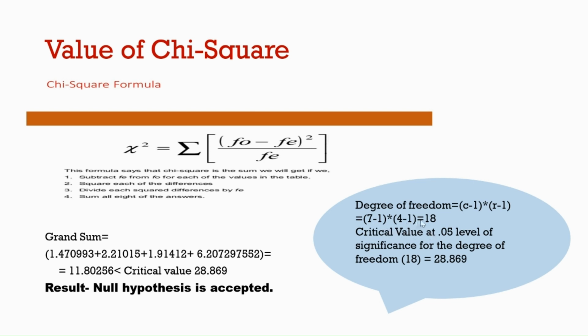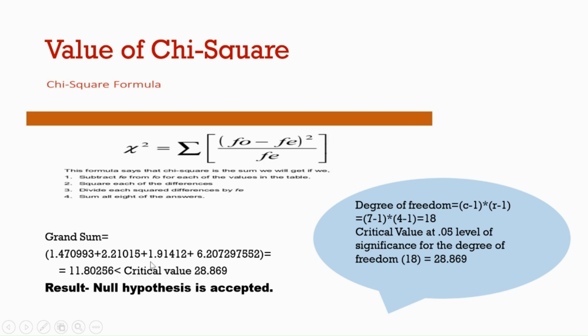And for the 0.05 level of significance, if we check, we find the critical value and we get 28.869, and we get it from the table. So if we compare it with the critical value, the chi-square value which we obtained in this calculation, we find 11.80, and it is less than the critical value 28.86.